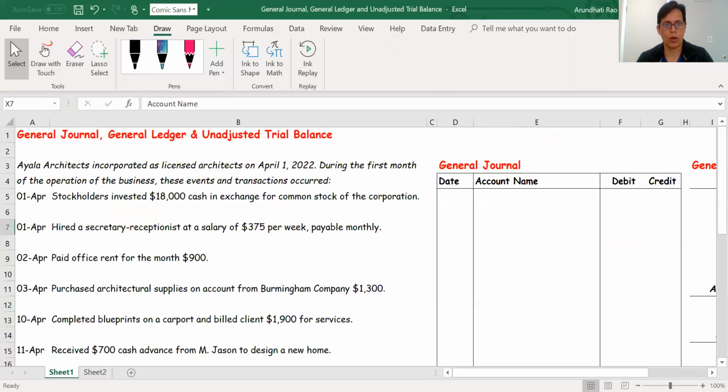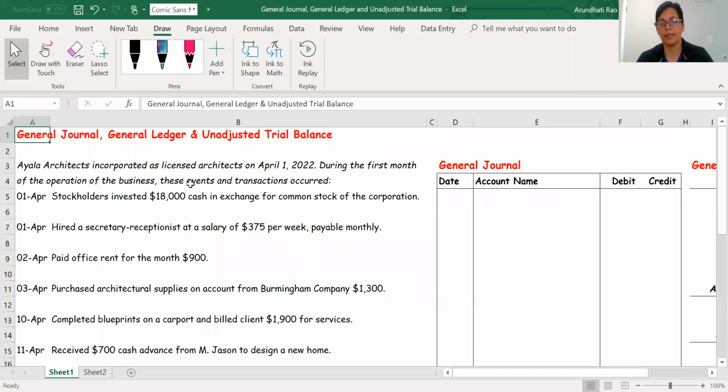So let's go back to our problem. And this problem, I'm going to work on the journal, ledger, and unadjusted trial balance. I'll get to that word unadjusted at the end of the problem. So here we have Ayala Architects that's incorporated as licensed architects on April 1st, 2022. During the first month of operations of the business, these events and transactions occurred.